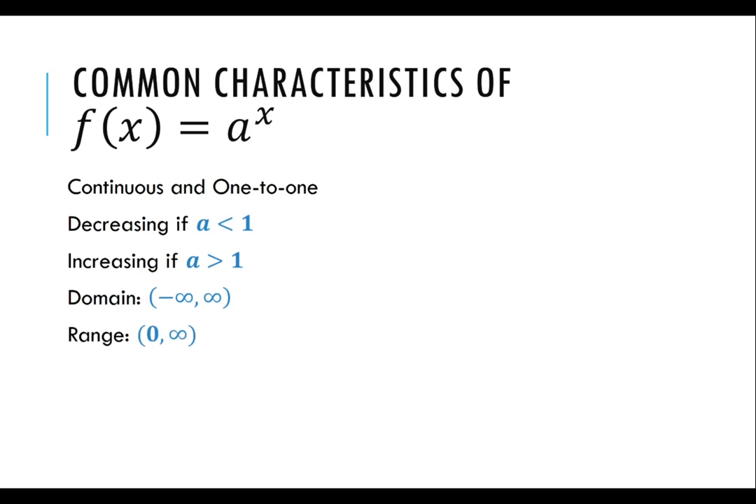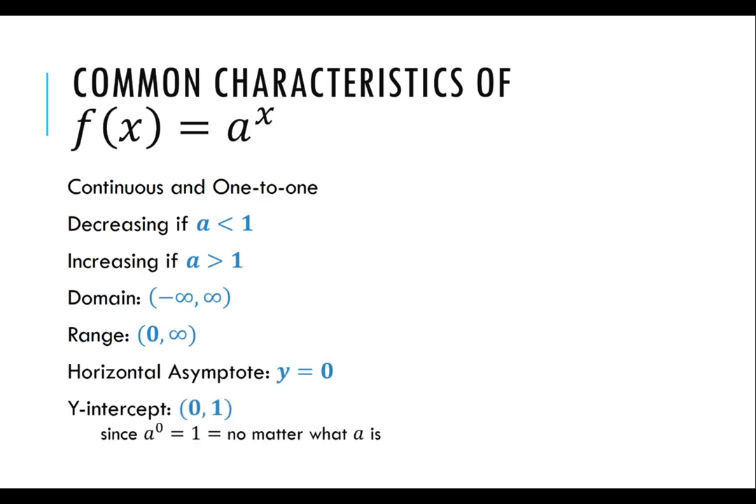The range, unchanged, if we don't do any transformations or translations to a to the x, is going to be from 0 to infinity, where 0 is not included. Now, specifically what actually happens is that there is a horizontal asymptote at 0. And it will have the y-intercept (0, 1). That's because if you plugged in the value 0 for x, anything raised to the 0 power is going to give you 1.